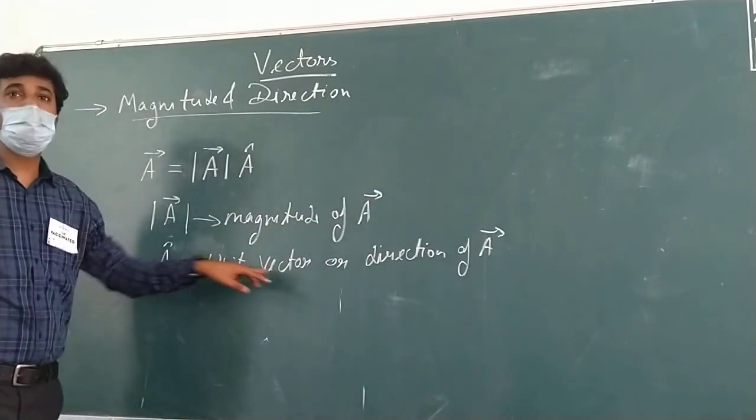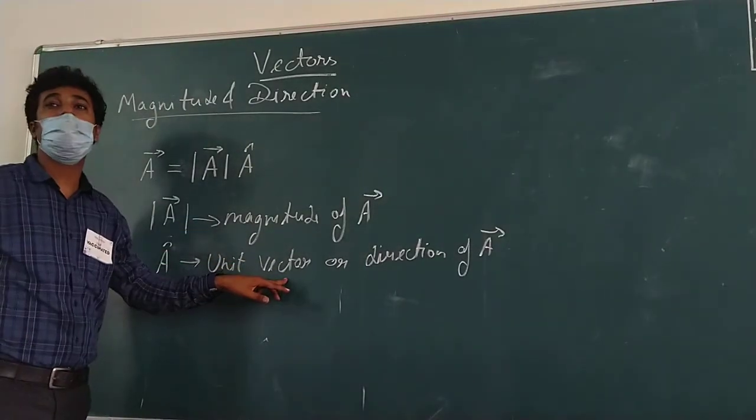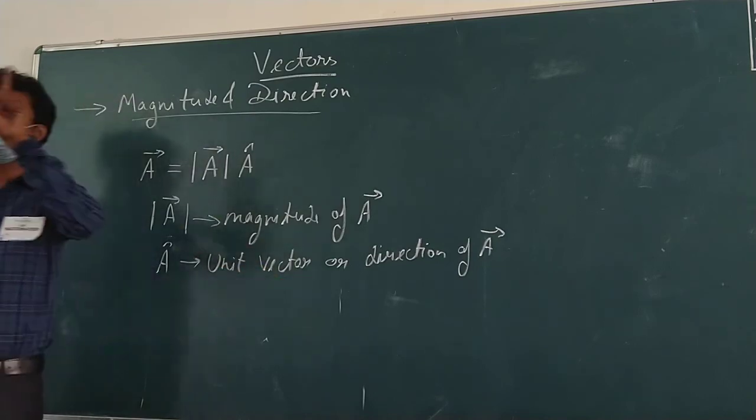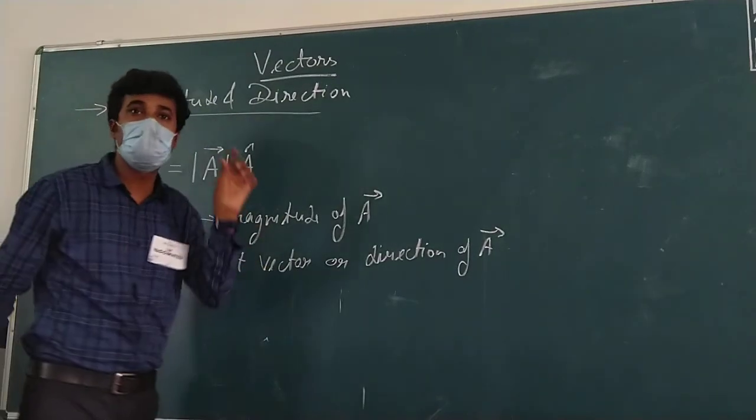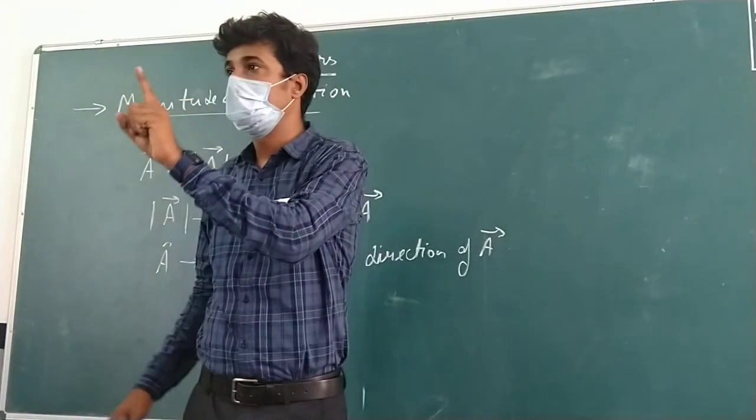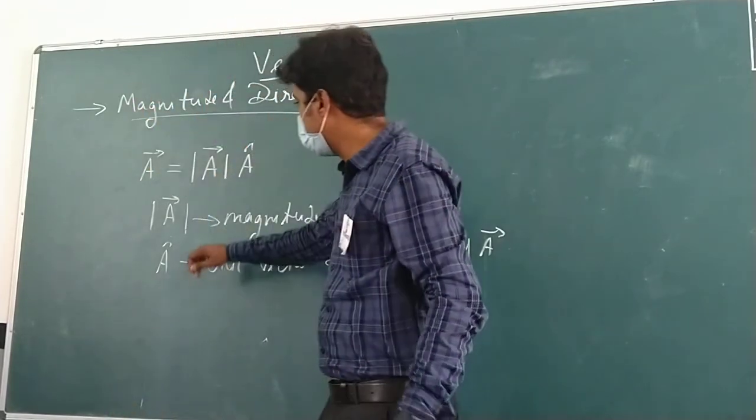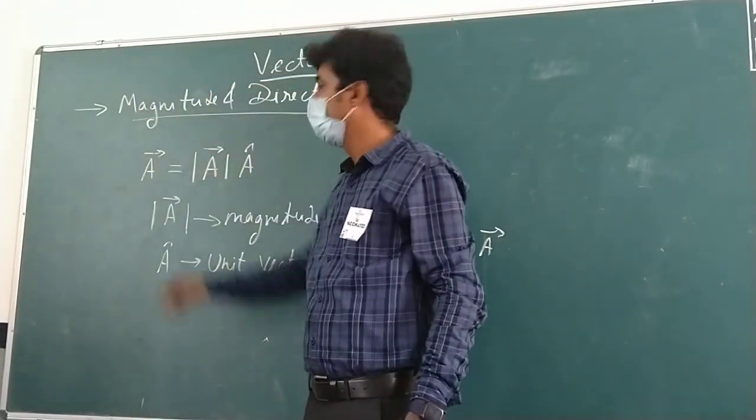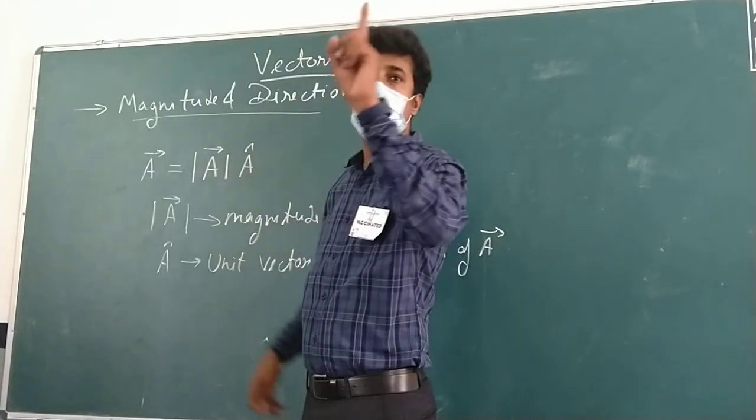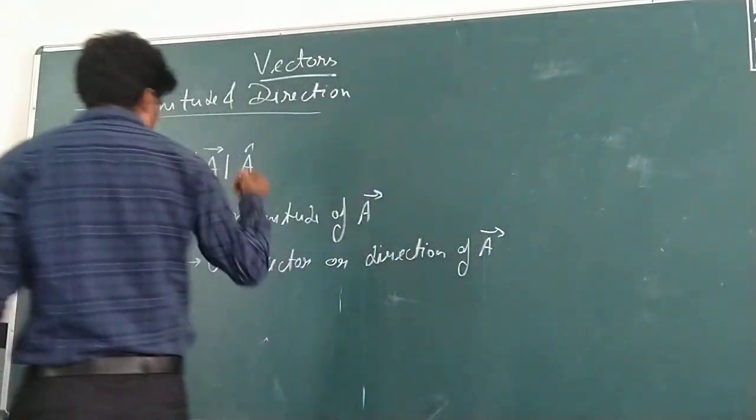unit vector, it is used only for denoting what? Direction. Its magnitude is 1. नाम नहीं छुपा है. Unit means 1. Unit means 1. Means the magnitude of this vector will be how much? This A cap will be how much? 1. Let's have an example.